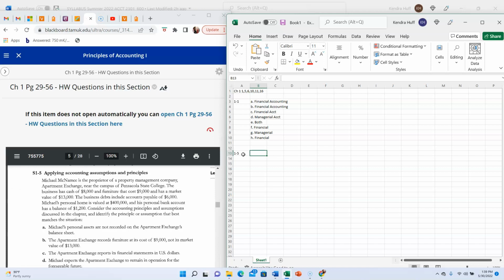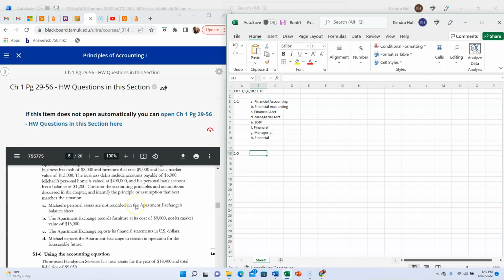All right, Michael McNamee is the proprietor of a property management company, Apartment Exchange, near the campus of Pensacola State College. The business has cash at $8,000 and furniture that costs $9,000 and has a market value of $13,000. The business debts include accounts payable of $6,000. Michael's personal home is valued at $400,000 and his personal bank account has a balance of $1,200. Consider the accounting principles and assumptions discussed in the chapter and identify the principle or assumption that best matches the situation.